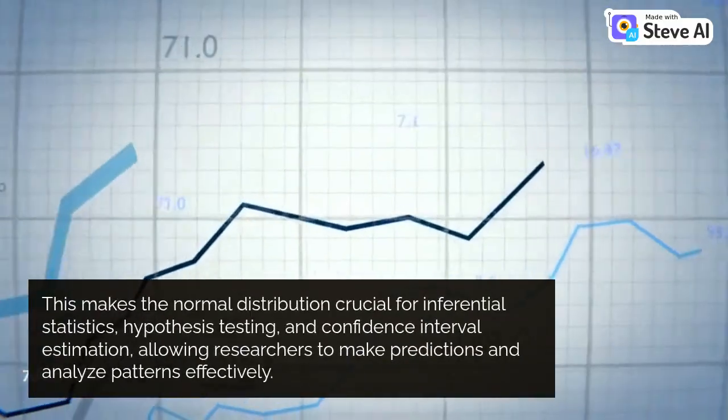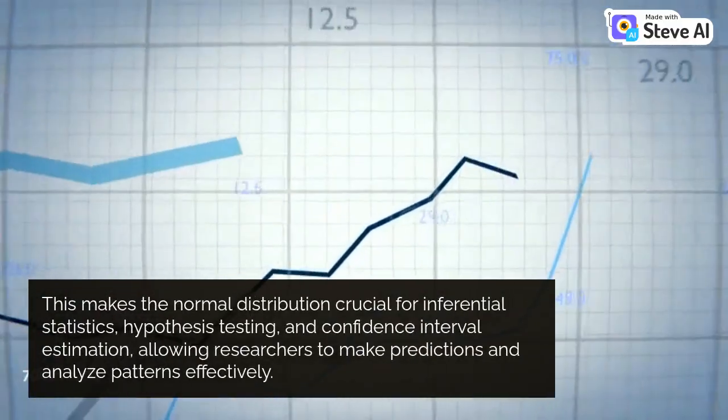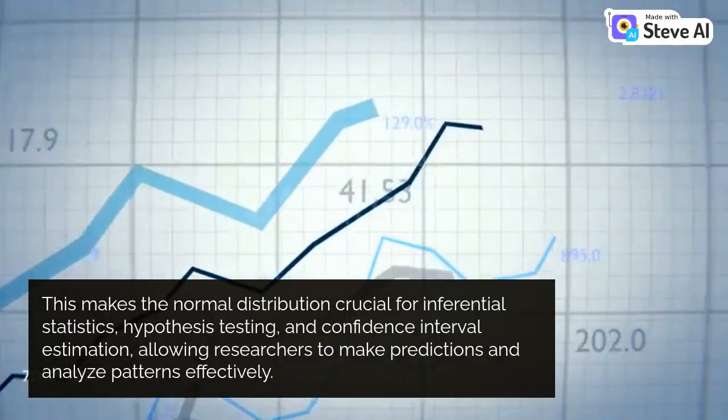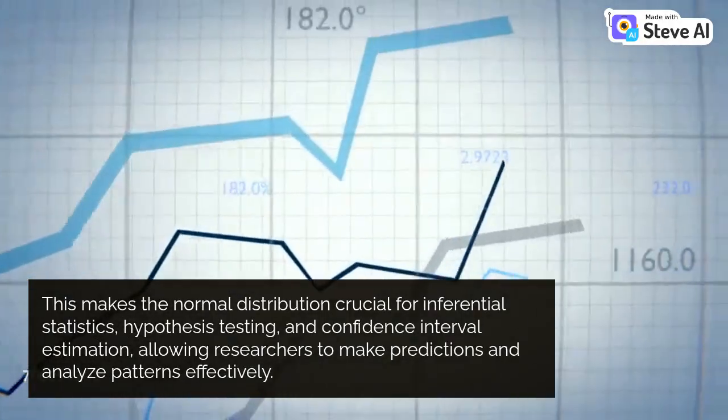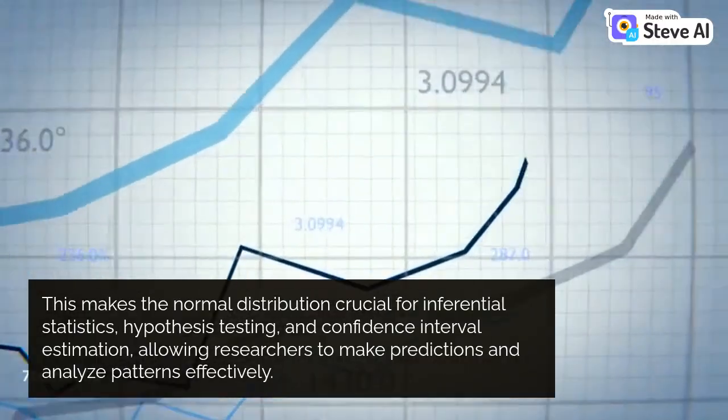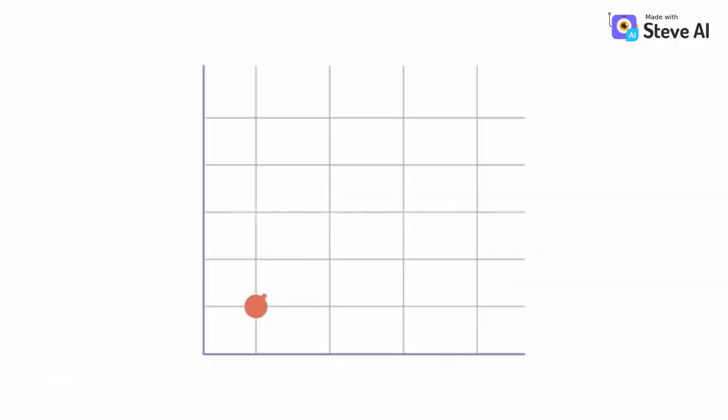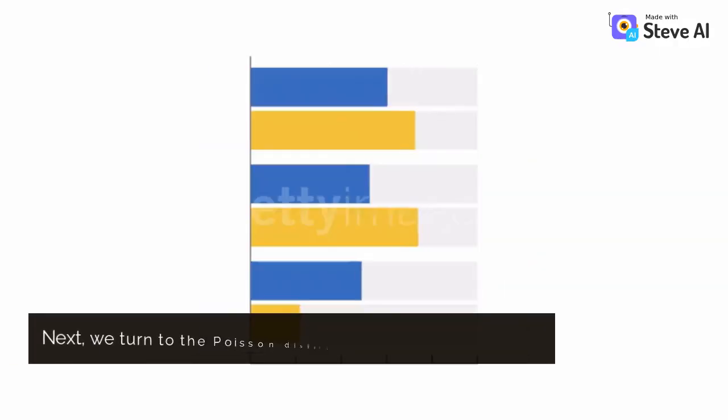This makes the normal distribution crucial for inferential statistics, hypothesis testing, and confidence interval estimation, allowing researchers to make predictions and analyze patterns effectively. Next, we turn to the Poisson distribution.